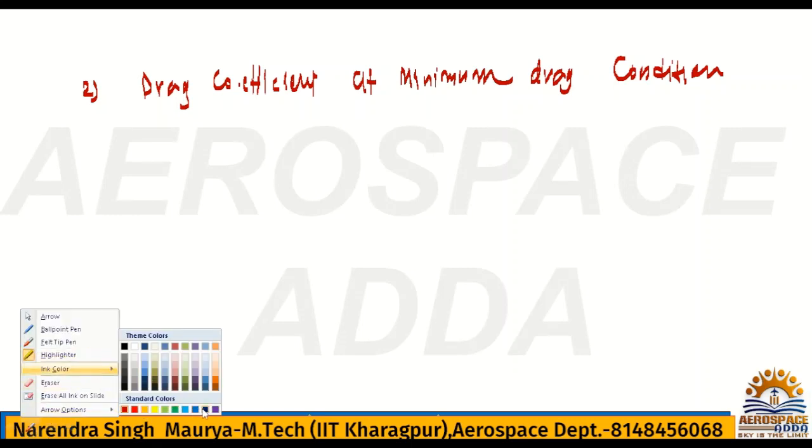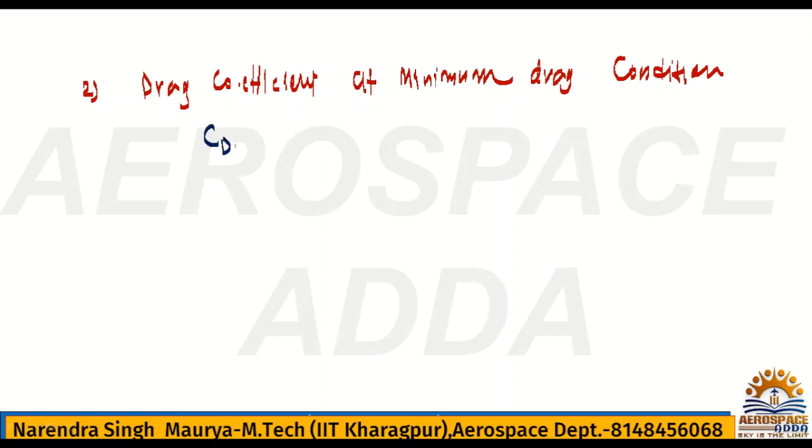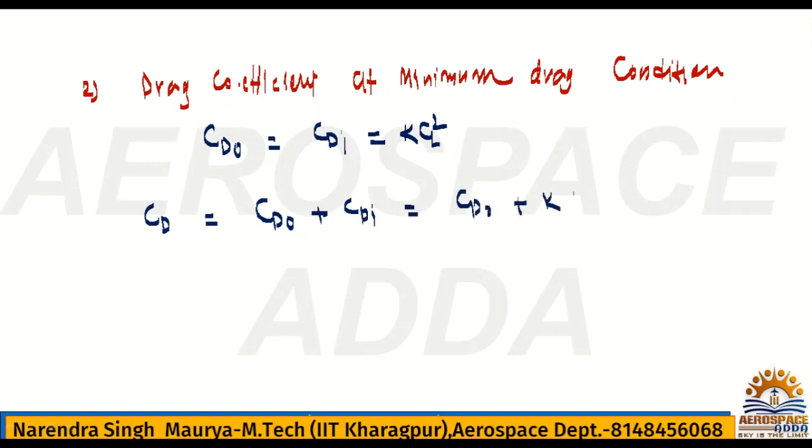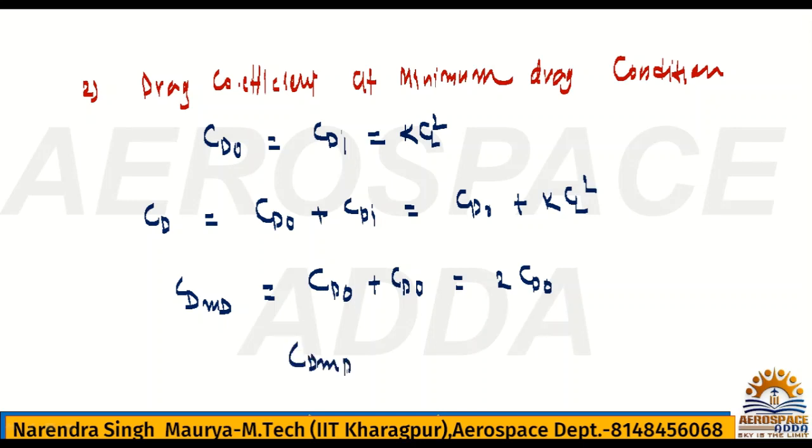Right. How to achieve this? You know, CD naught is equal to CDI is equal to KCL square. This is the minimum drag condition. If you write the drag polar, CD is equal to what? CD naught plus CDI. Or you can say CD naught plus KCL square, meaning the same. So what is the CD? Now CD, it is CDMD, minimum drag. So CD naught plus, what is the CDI? It is CD naught again. So we have 2 CD naught. So basically the minimum drag coefficient CDMD will be 2 times the CD naught.